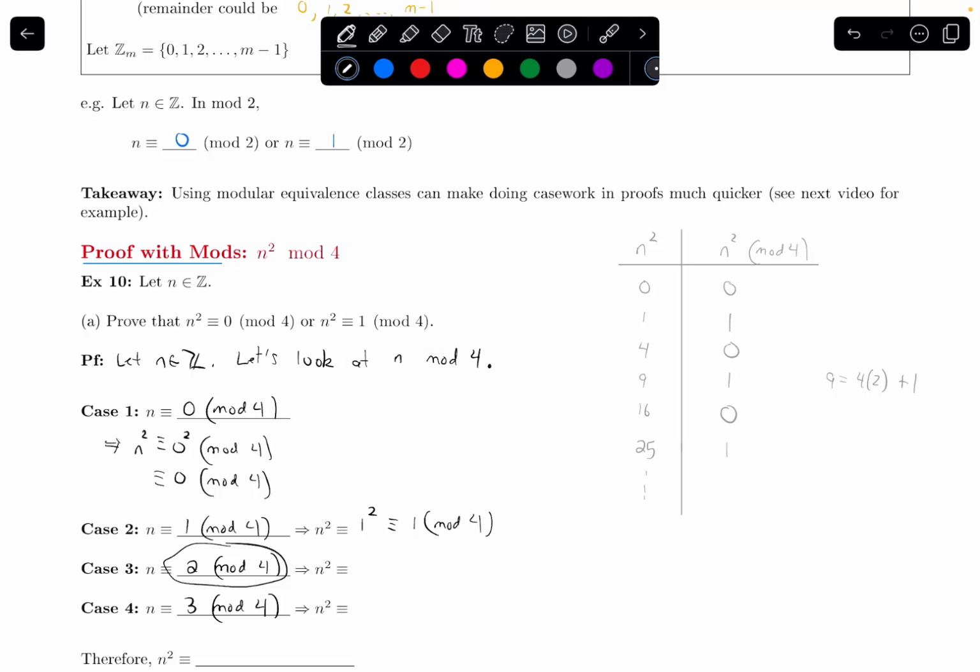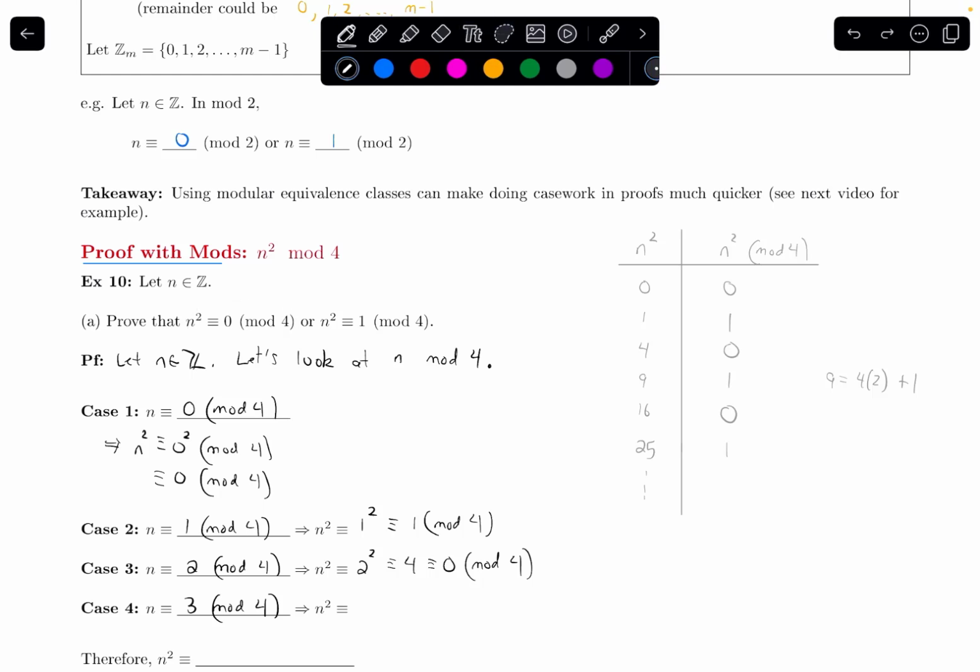What if n is congruent to 2 mod 4? Well, squaring both sides, I'd get n squared is congruent to 2 squared. And 2 squared is 4, right? 2 squared is 4. But 4 is congruent to 0 in mod 4. That's the remainder when I divide 4 by 4. Okay, so that gives us this possibility, which is totally fine.